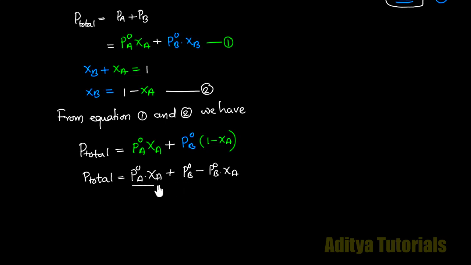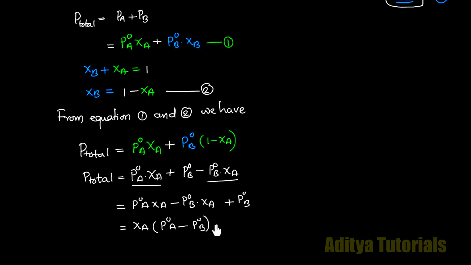You can check these two terms. In these two terms, the mole fraction of A is common, and for that I write P naught A XA minus P naught B into XA plus P naught B. Now we'll take XA, that is the mole fraction of A, as a constant and take it out. Mole fraction of A is common, we take it out. We get P naught of A minus P naught of B, plus P naught of B.